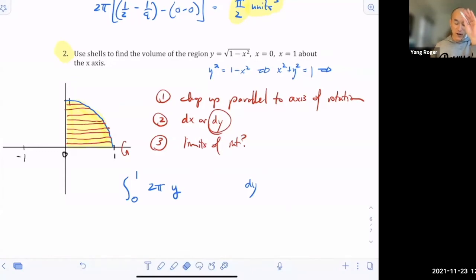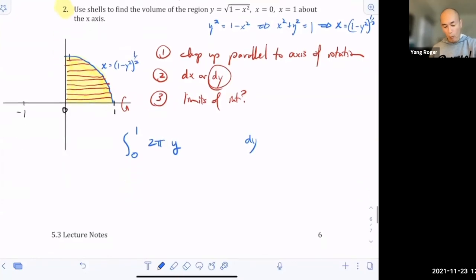We got to solve for x because we want everything to be in terms of y. So this gives us that x is equal to 1 minus y squared to the 1/2 power. So this equation is x equal to 1 minus y squared to the 1/2 power.